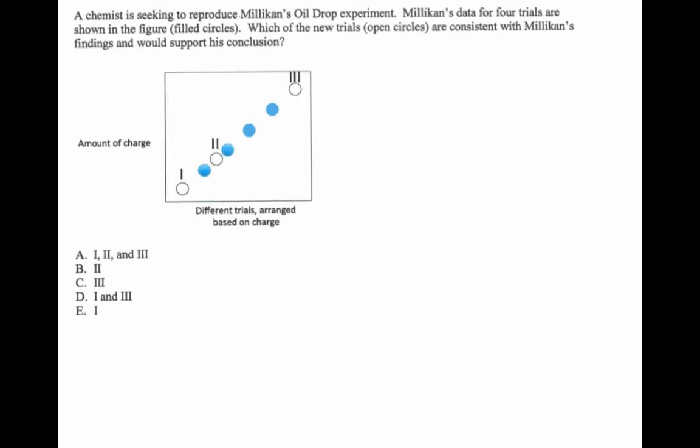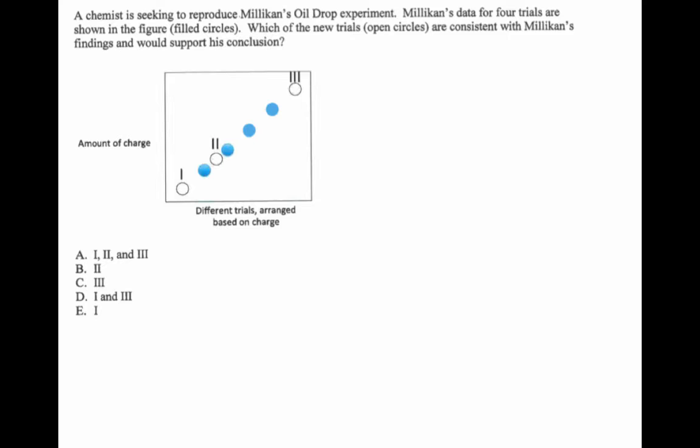Here's another application where we look more closely at Millikan's experiment and his data analysis. It says, a chemist is seeking to reproduce Millikan's oil drop experiment. Data for 4 trials are shown as the filled circles, and there are new trials, which are the open circles. Which of those would be consistent and support Millikan's findings?